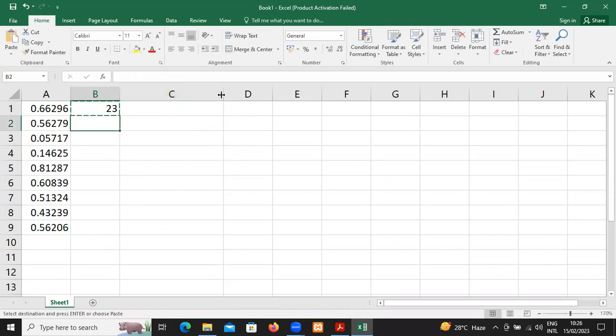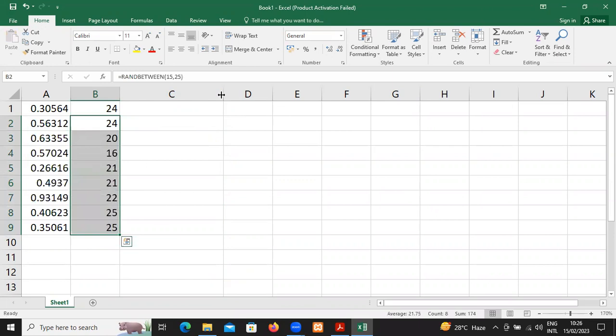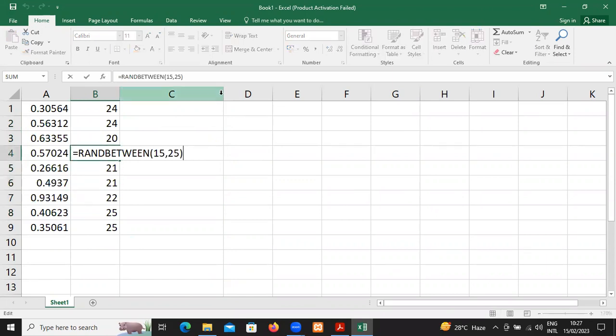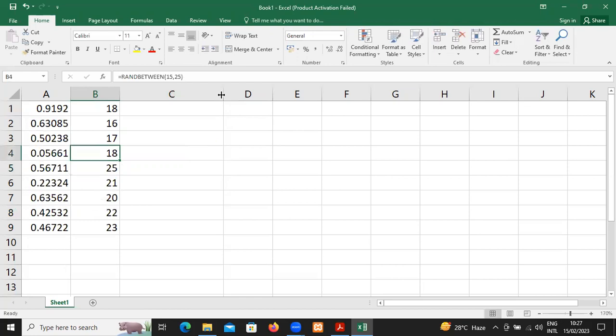RANDBETWEEN. Because we have already used it in the range of 80 and 100, I simply wanted to make it appear in a different range. We have all the random numbers, and you see the number 16, it's greater than 15. We said it should all be in the range of 15 and 25. It's happening every time, and when you refresh this, new numbers are generated. You enter any cell, come out, new random numbers are generated. Okay.